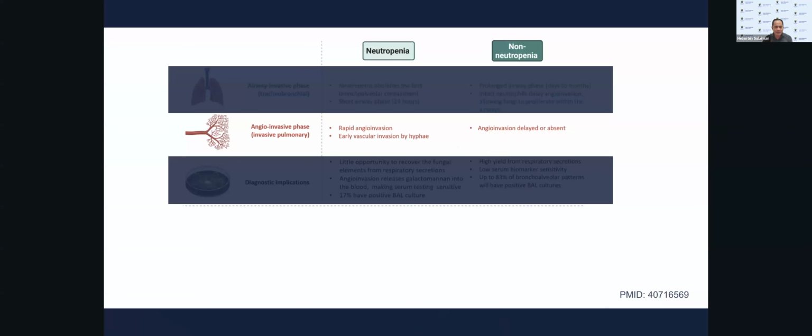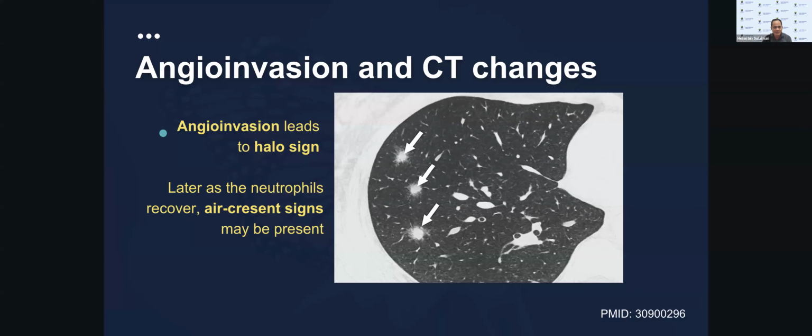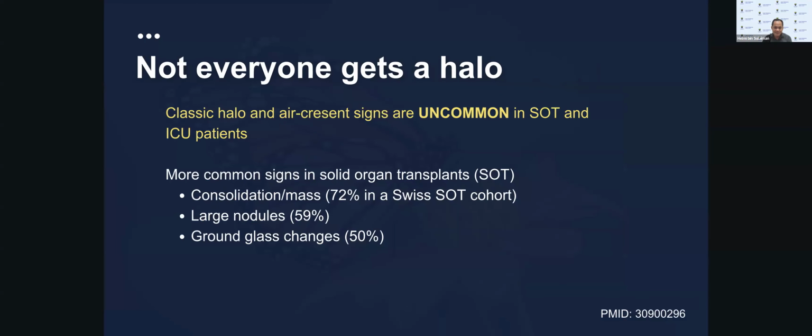So I'm using the same picture just now, same figure, but I just want you to concentrate on angioinvasion. The angioinvasion is usually seen with neutropenic patients, but not in non-neutropenic patients. And this implicates the CT scan changes. The angioinvasion can lead to this halo sign, and later as neutrophils recover, the patient will have a crescent sign. So what does this mean? It means not everyone gets a halo.